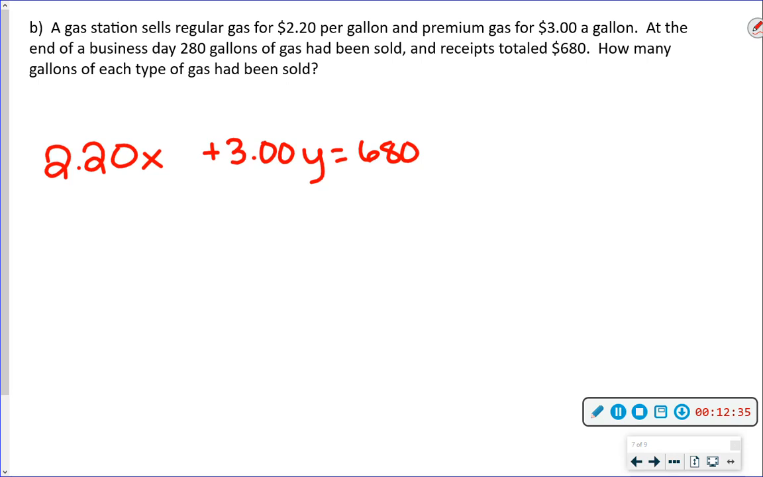Now, next equation. We sold at the end of the day a total of 280 gallons. So your regular gas, your premium, a total of 280.